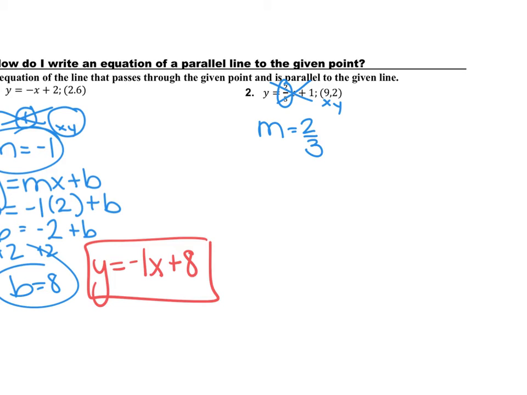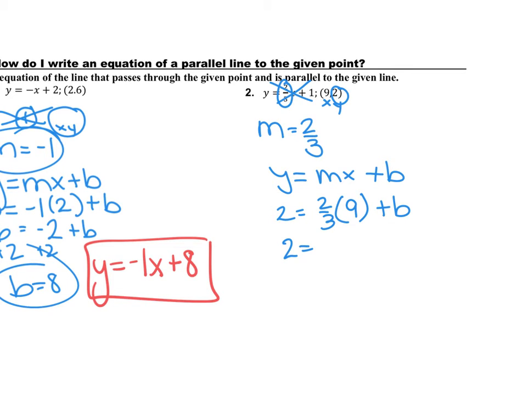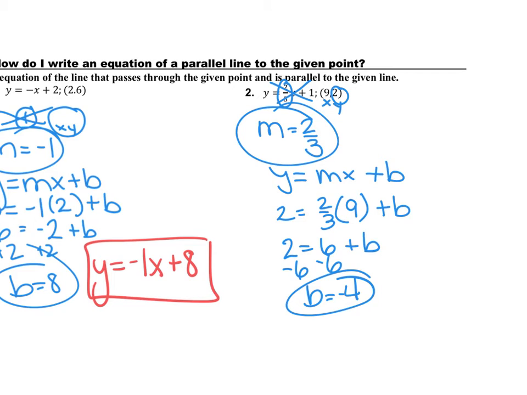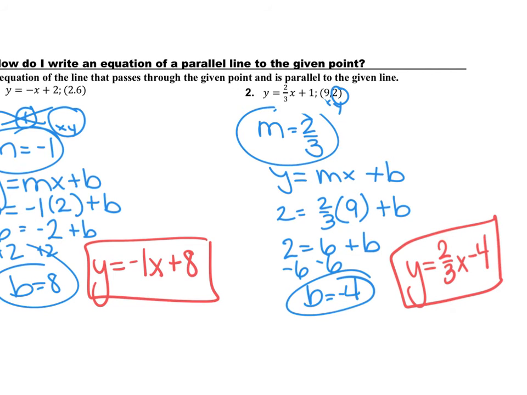And so y is equal to mx plus b, and we have a y that's 2, we have a slope that's 2/3 times an x which is 9 plus b. All right, 2/3 of 9 is equal to 6. And b is going to be equal to negative 4. So now, once you have the slope and the y-intercept, you know that a line that is going to be parallel to this original line, y is equal to 2/3 x plus 1, but goes through the point (9, 2), is y is equal to 2/3 x minus 4. So notice they have the same slope, but they have different y-intercepts.